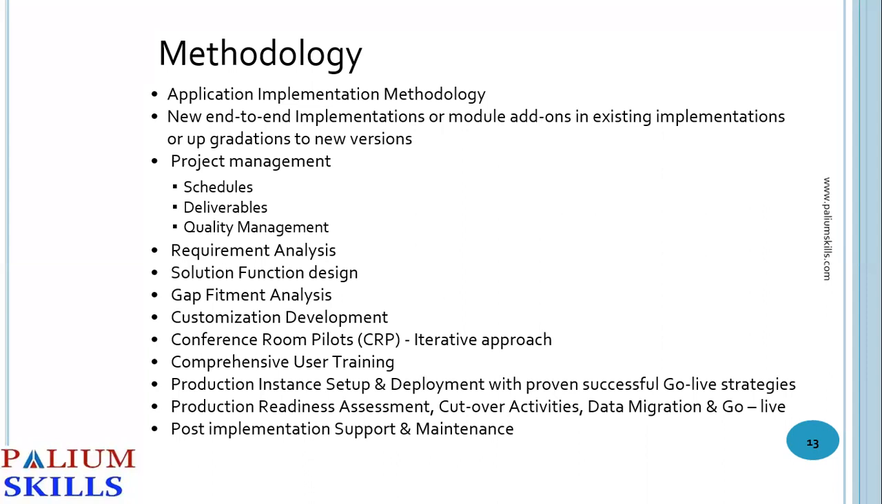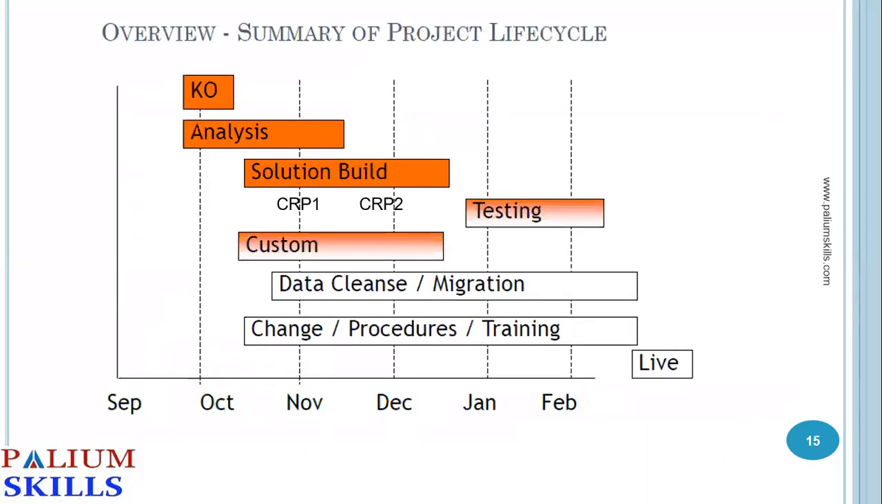And then we have the production instance setup and deployment, where the actual production environment is being used. So for getting the production environment ready, we have the readiness assessment, then the cutover activities, data migration, and the go live. And after that, we have the post implementation support and maintenance. Now, if we were to look at this entire set of activities on a chart, it would look something like this.